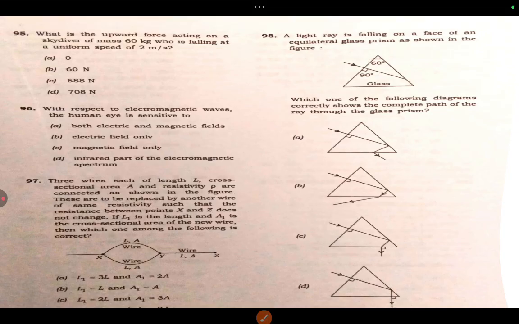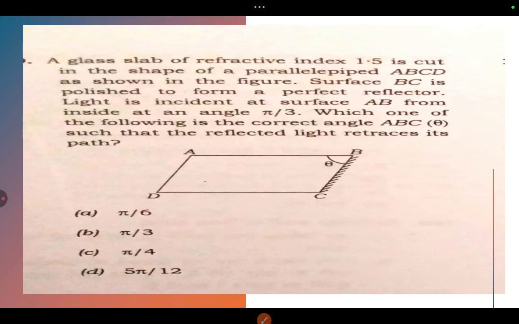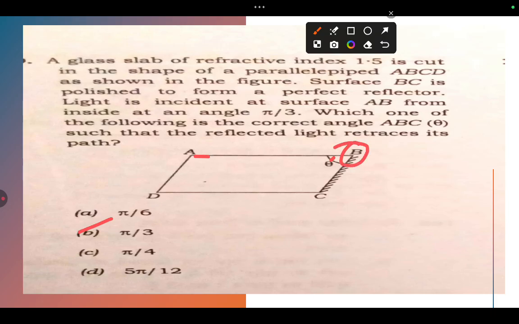Coming to the last question, 99th one. The answer we will consider is pi by 3. Let's see here. The glass slab is shaped as a parallelepiped with an angle of vertex B. That means AB and BC. The ray is incident on the surface AB, which I consider P, and it is also incident on the surface BC at Q.